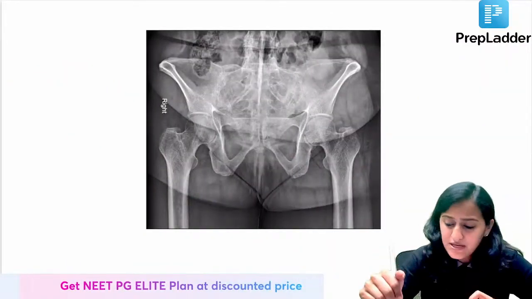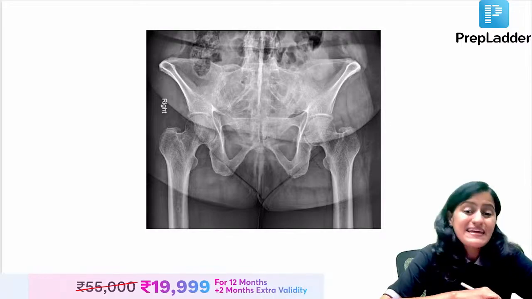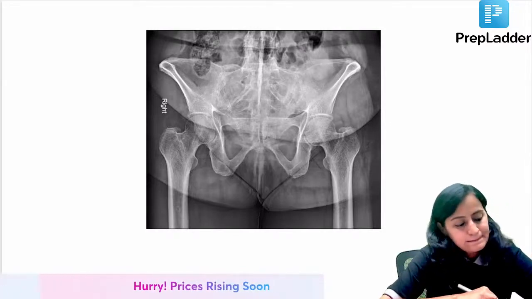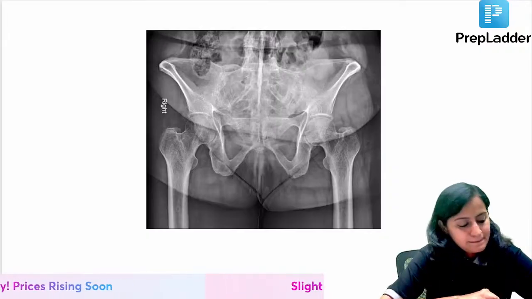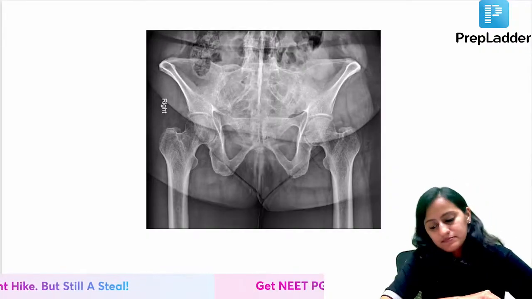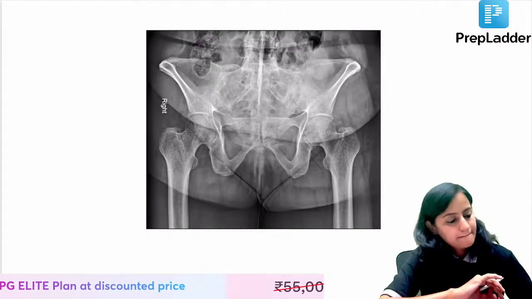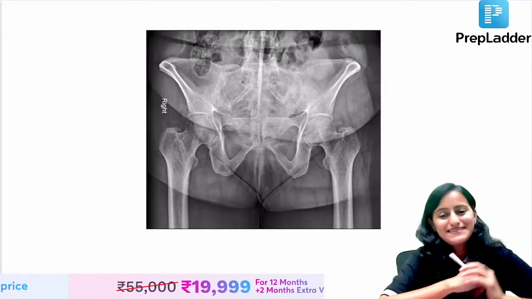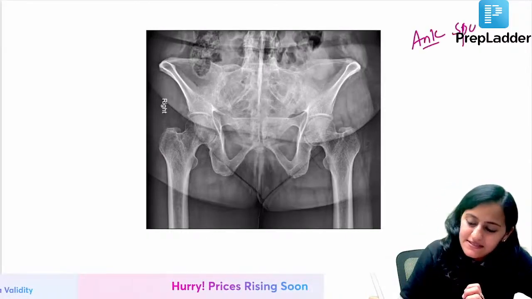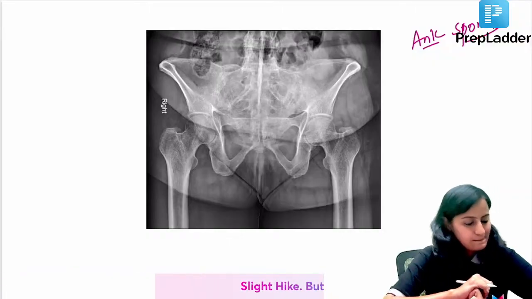Next one, what do you think is the diagnosis here in this case? Chronic osteomyelitis, okay. What is this? Yes, correct. This is ankylosing spondylitis.